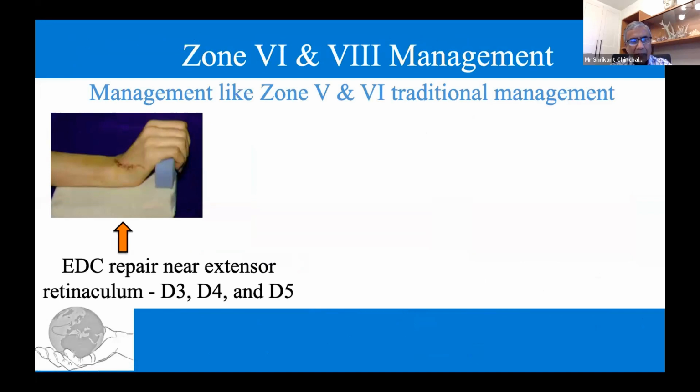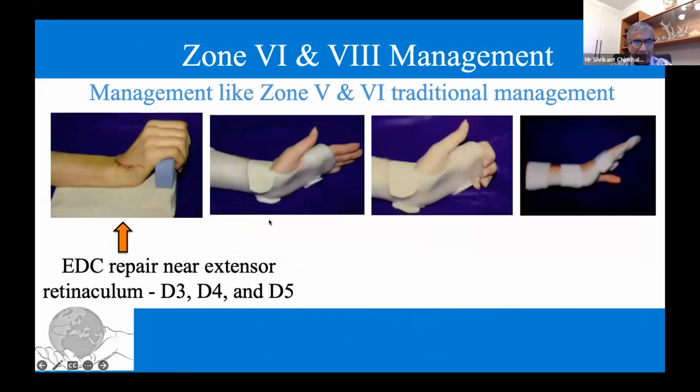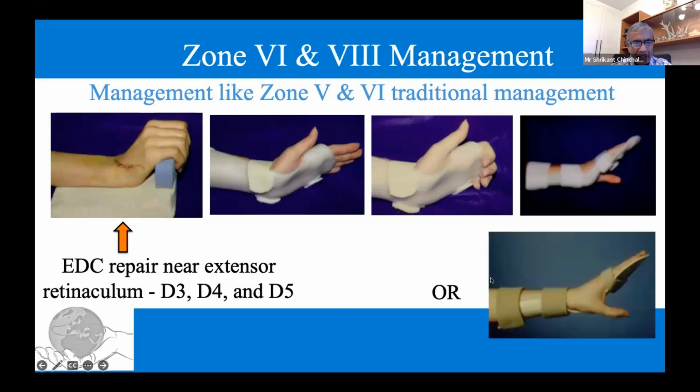So zone 6 and zone 8 management is somewhat similar to zone 5 and zone 6, which has been reported in terms of positioning the fingers and wrist in extension. So this is a patient who had extensor tendon repair of long, ring, and small. The patient was fitted with a resting hand splint, leaving the fingers free, so the patient kept on moving the PIP and DIP joints. However, we had to prevent flexion contracture at the PIP and DIP joints.